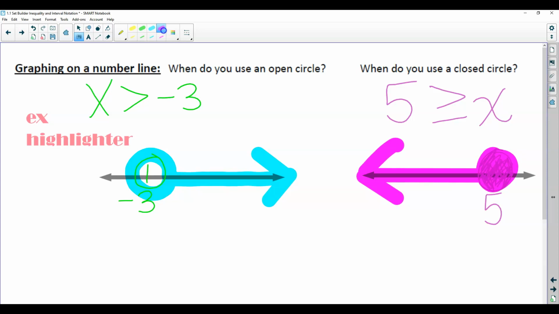So these match over here on the right side. These two match over here on the left side. Now, let's just talk about interval notation. Just dive off the deep end.